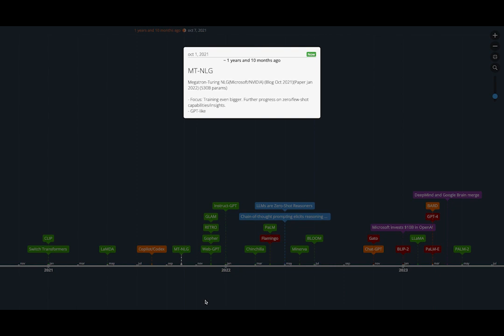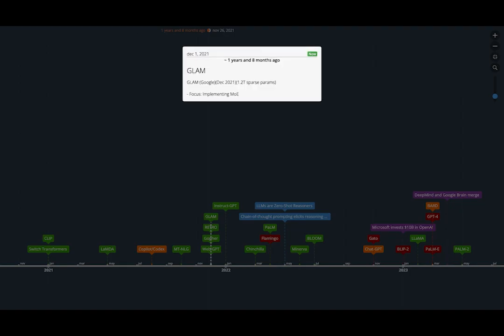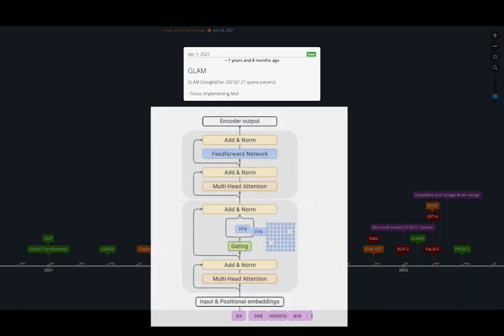In December, Megatron Turing NLG's parameter count was actually doubled by GLaM, with the contingency that GLaM is another MOE implementation. The paper brought new methods of stabilizing MOE training, which had shown to be stubbornly unstable.